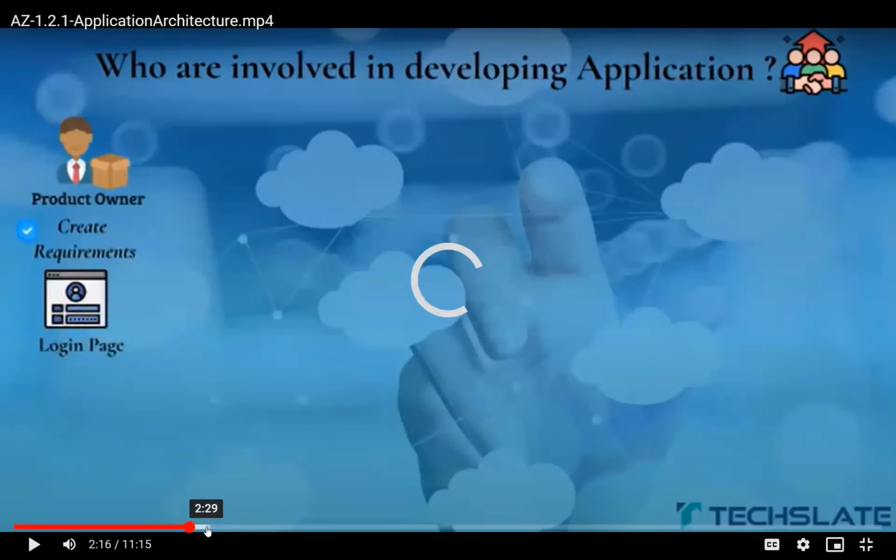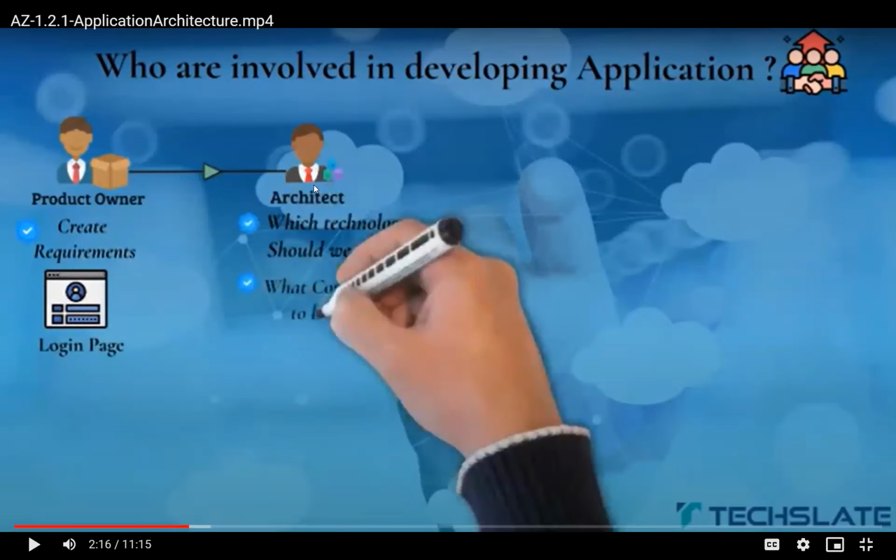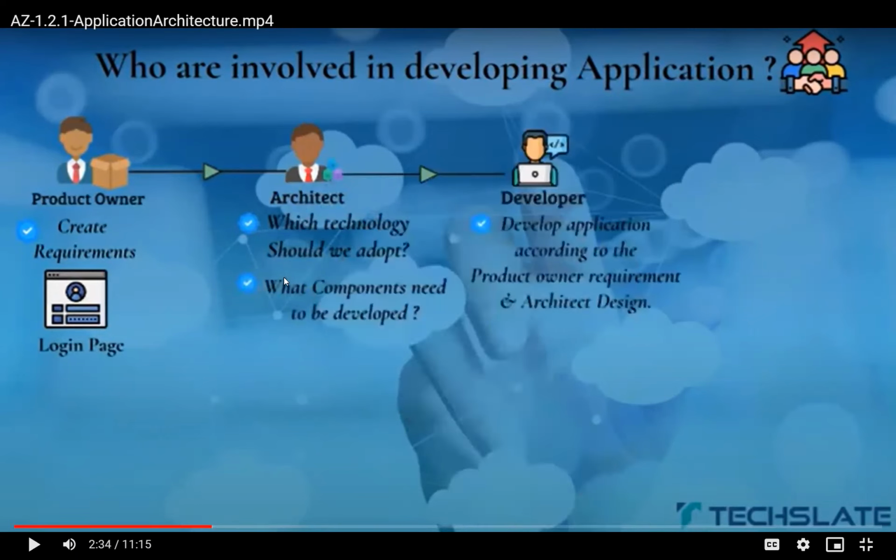Then you have the architect. The architect will design how applications should work, what the flows will be, and which technology should be used. All this, he is going to take care of. The architect is crucial again.